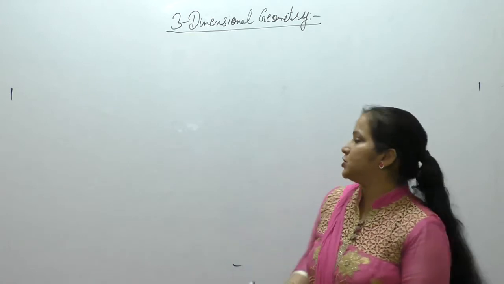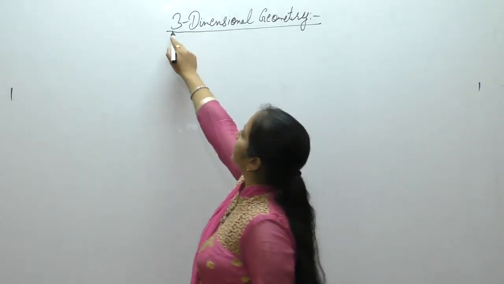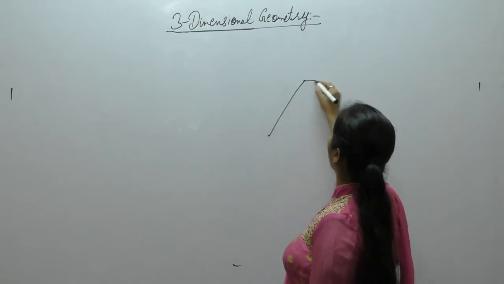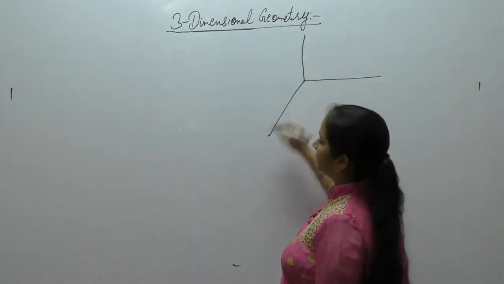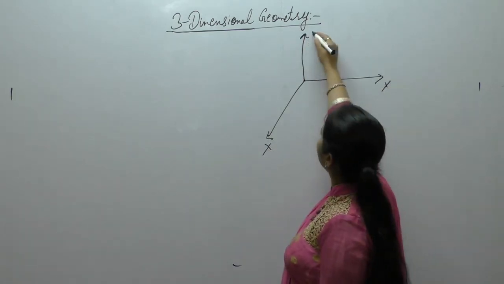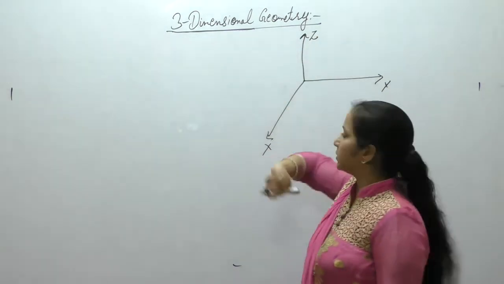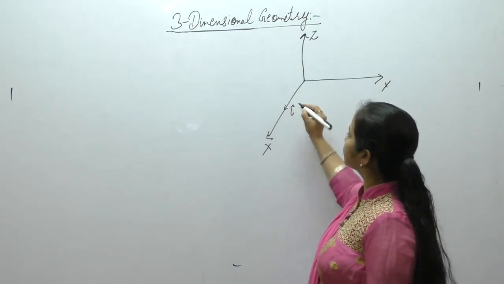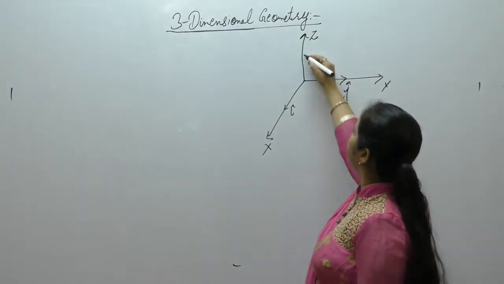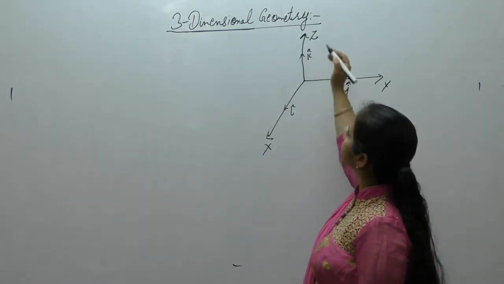अगर हम three dimensions की बात करें, as it is clear from the name, three dimensions x, y and z. This is x-axis, y-axis and z-axis. The unit vector along x-axis is i cap, along y-axis is j cap, and along z-axis is k cap.